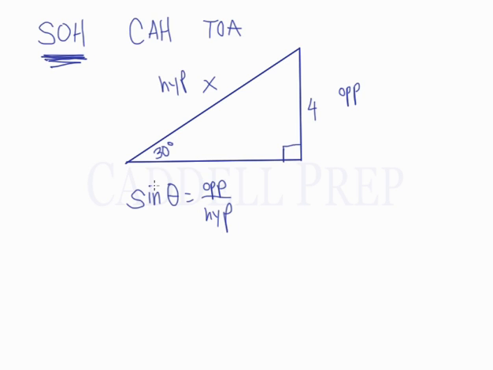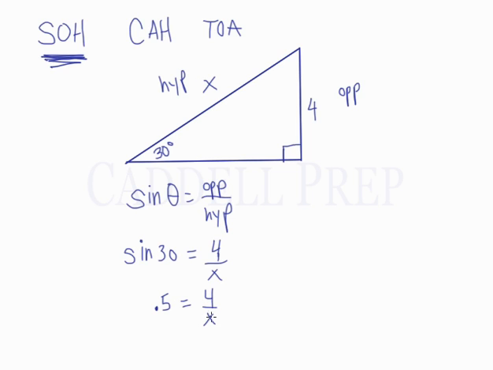Now let's plug it in. Sine 30 equals 4 over x. Sine of 30 is 0.5. You could find this out from your calculator, or you might just memorize sine 30 is 1/2. So we really have 0.5 equals 4 over x.